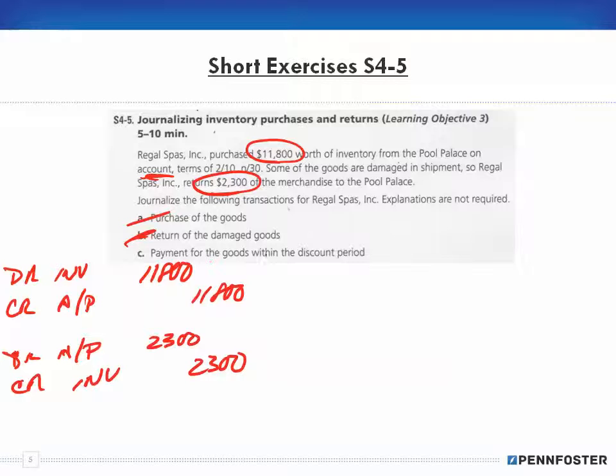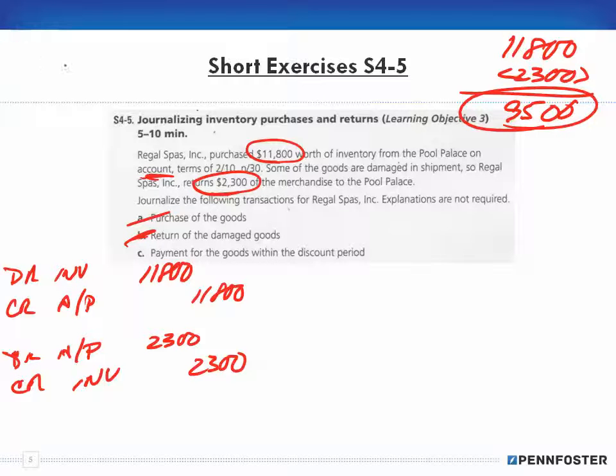Right. C, payment for the goods within the discount period. Okay. So I'm going to pay for the goods, and it's within the discount period. So what do I have here? Well, I had 11,800 was my original purchase, and I returned 2,300. Okay, so now I'm at $9,500 is what my inventory and my accounts payable accounts are at. That's how much I actually ended up purchasing, and it says I'm paying it within the discount period.